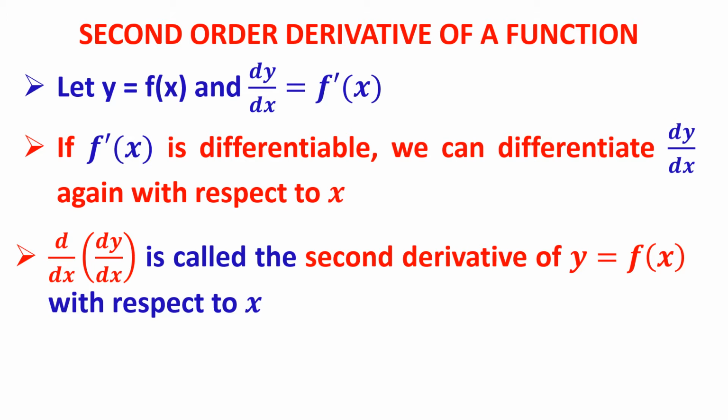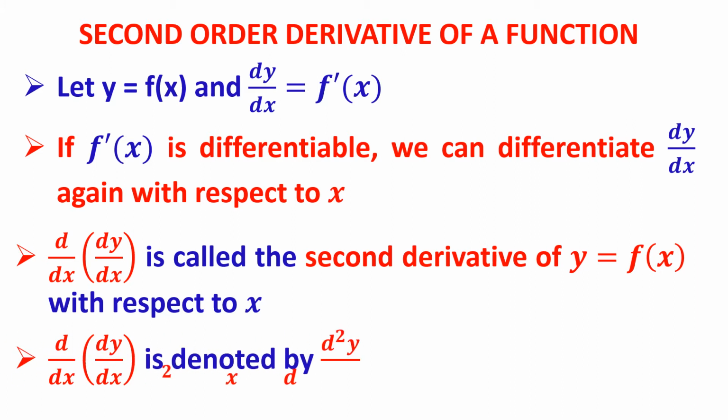Similarly, we can think about third derivative, fourth derivative, fifth derivative also. But in this exercise, we confine ourselves to the second order derivative. Then d by dx of dy by dx is denoted by d square y by dx square. The number 2 in the numerator, that is d square of dx square, is the operator. d by dx of y, first derivative; d square by dx square of y, the second derivative.